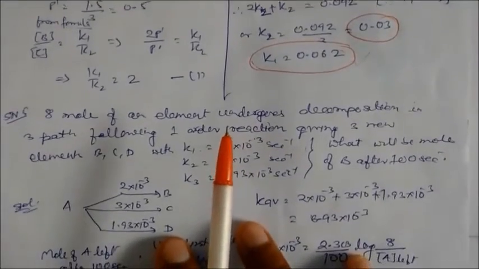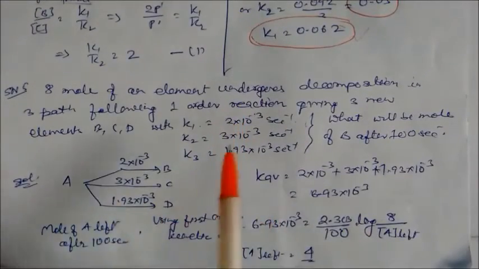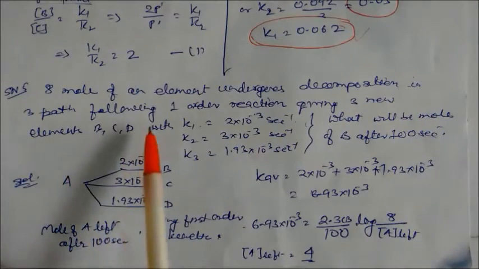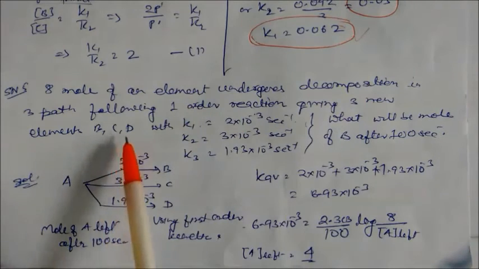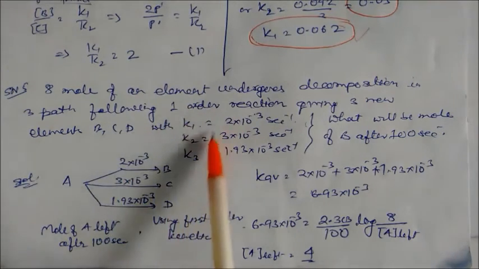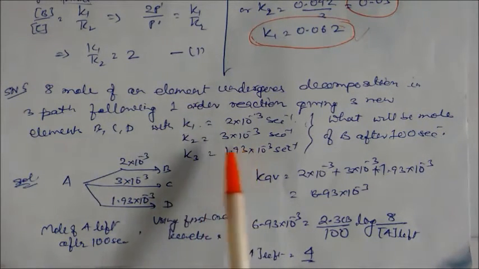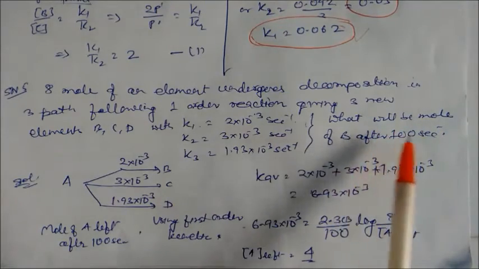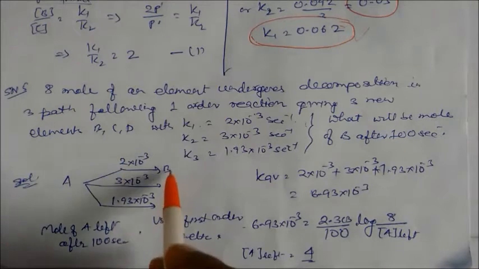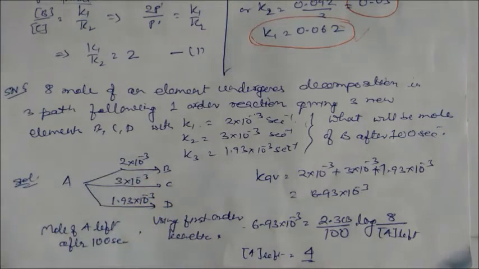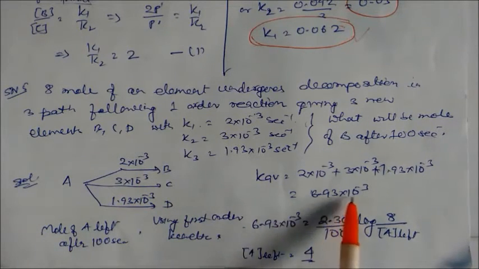Next numerical: 8 moles of an element A undergoes decomposition in 3 paths following first order reaction, giving 3 new elements B, C, and D with these 3 different K constants. What will be the moles of B after 100 seconds? So A is giving B and C, and the rate constants are given respectively. So the average rate constant will be the summation of all these 3. This is nothing but 6.93 × 10^-3.